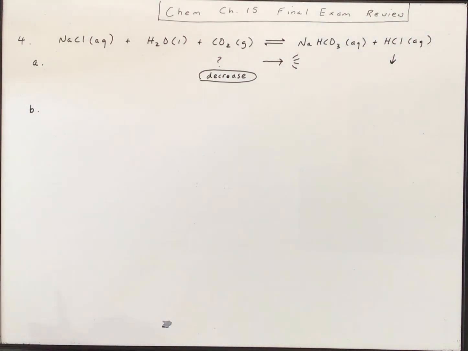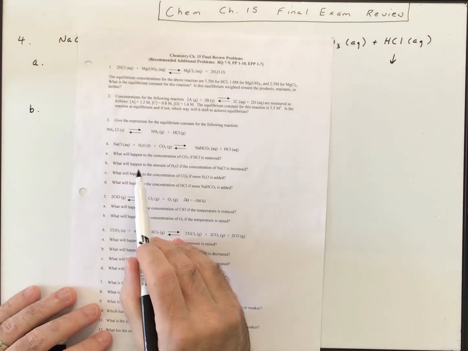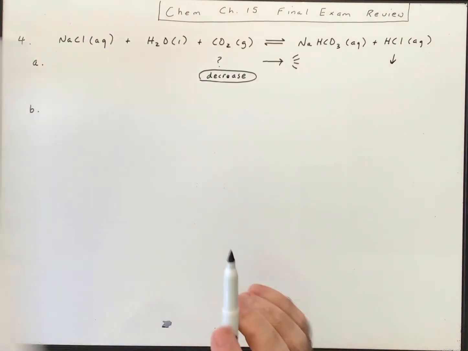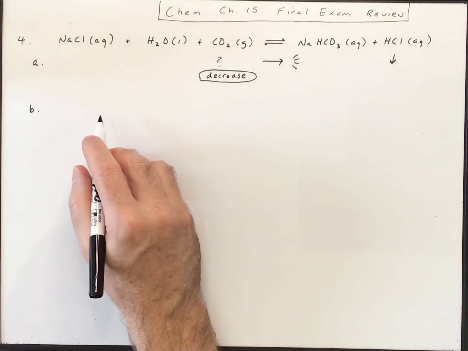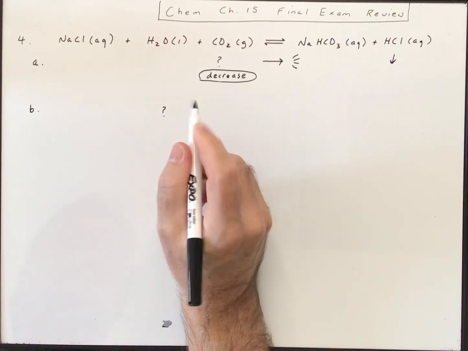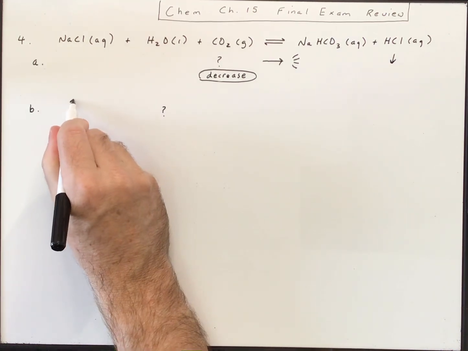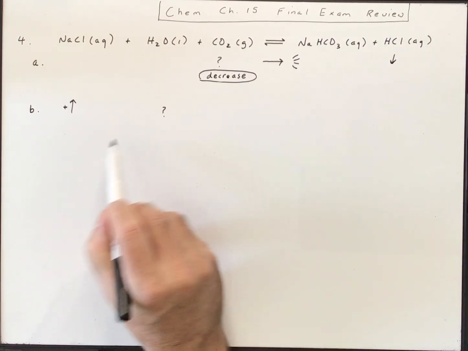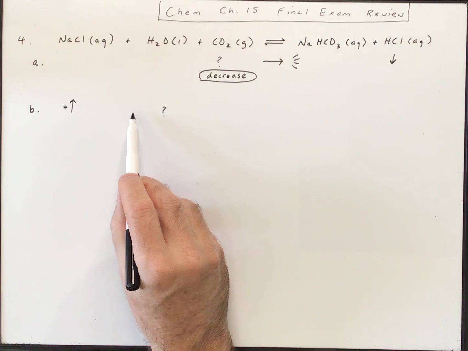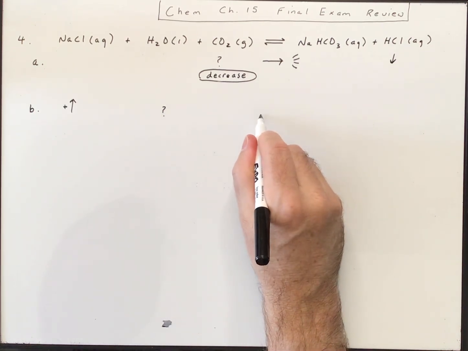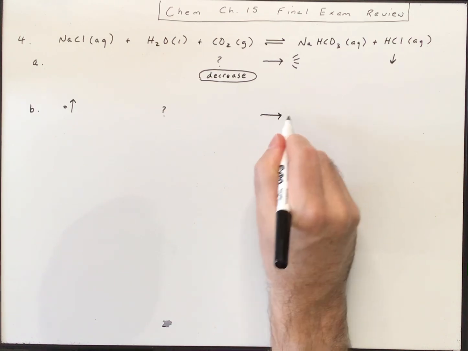Okay, let's look at B. It says, what will happen to the amount of H2O if the concentration of NaCl is increased? All right, so the amount of H2O, I'm going to put a question mark here. We're going to increase NaCl. That means we would have more collisions on the left. The left side would win. The winner owns the arrow, so it's going to point it towards the other side.